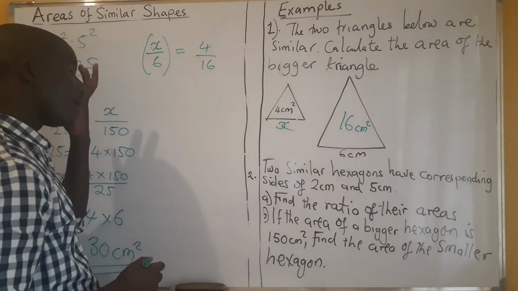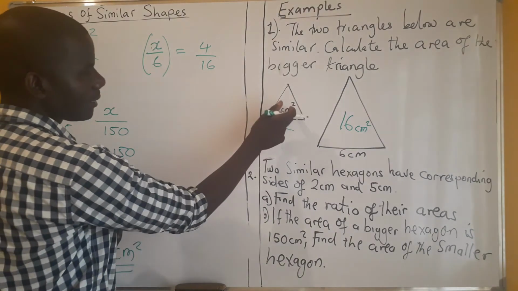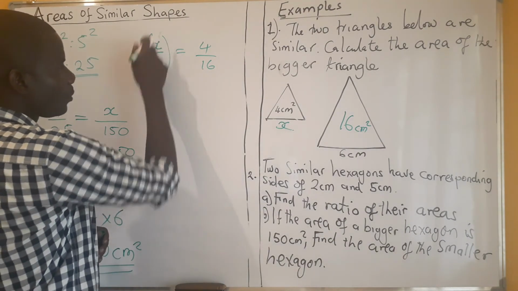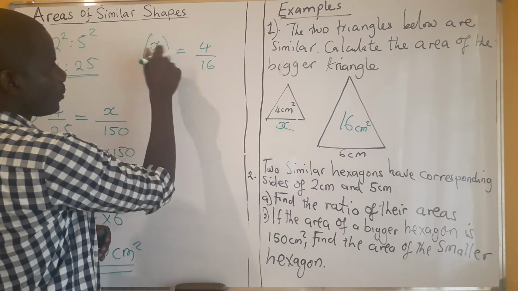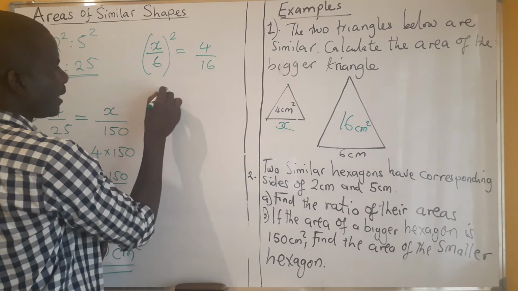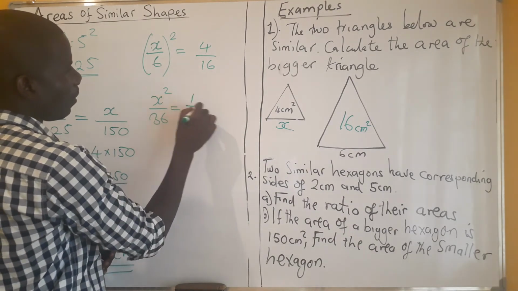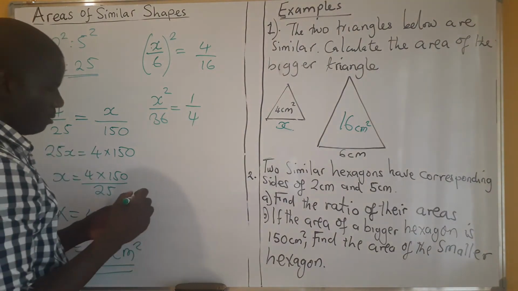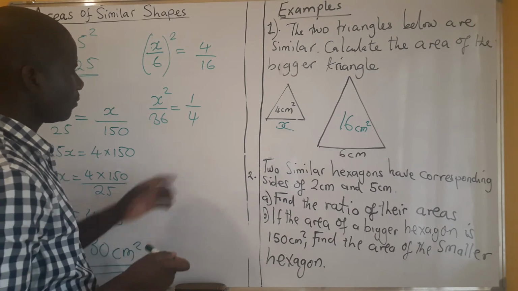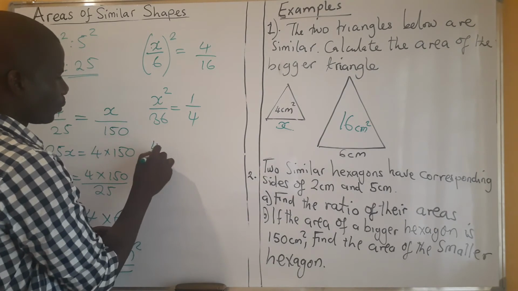Then we can simplify this, and remember, this is area here. So this one we have not squared, so we need to square this one also, because we're talking about area. So we're going to have x squared over 36. Then this gives us 1 over 4. I've just simplified it. So at this point, we need to cross multiply.